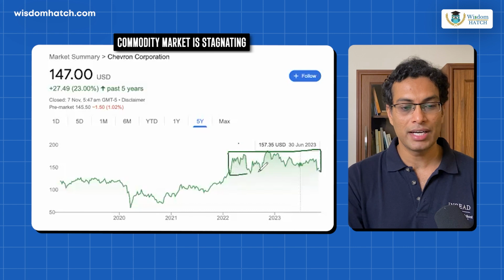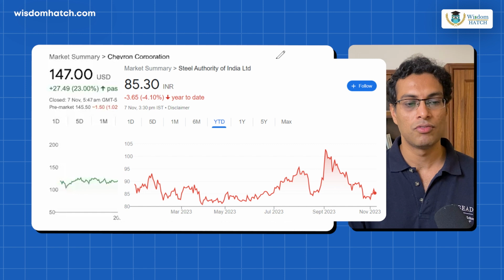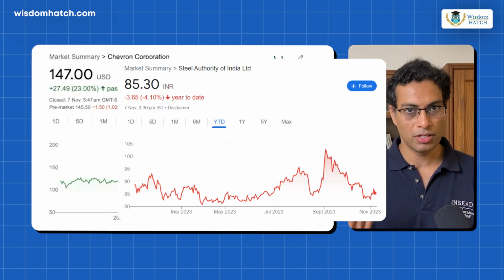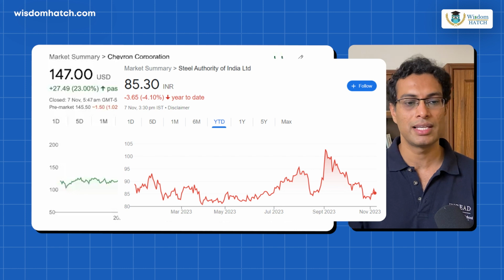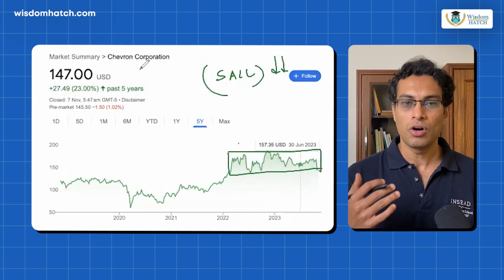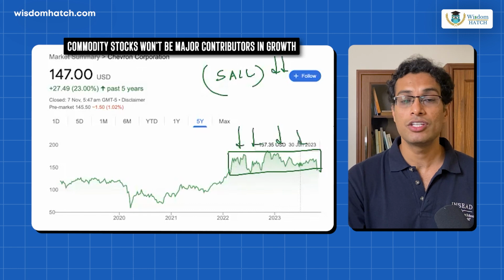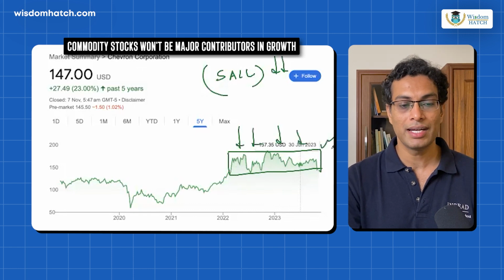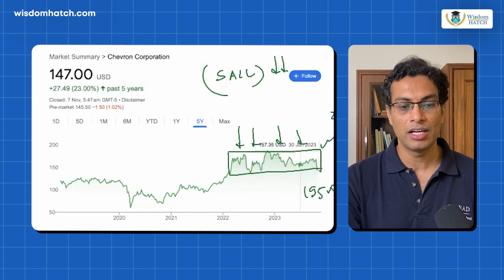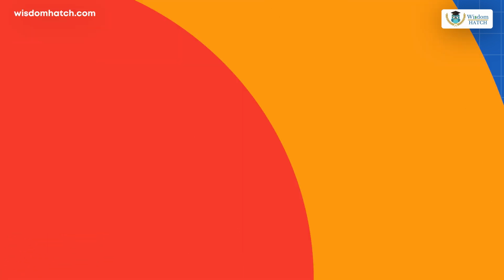Because the commodities market is now stagnating. For example, today Steel Authority of India Limited was downgraded and there was a good correction on the stock. What is SAIL? SAIL is a steel commodity stock. What is Chevron? Chevron is an oil and gas commodity in a way. So all the commodity stocks, it looks to me, are stagnating. They are unlikely to be major contributors when it comes to a growth market, that as the market in India moves from that 19,500 level all the way to 21,500 level, I do not think that much contribution is going to come from commodities. So on that note, Mr. Warren Buffett is cutting his position. I'm just revealing it.